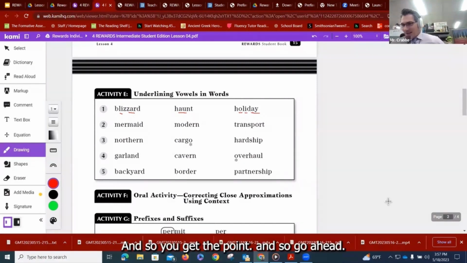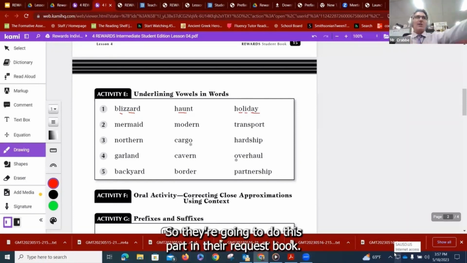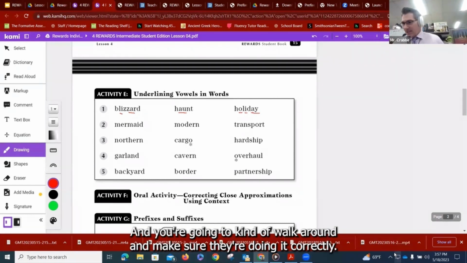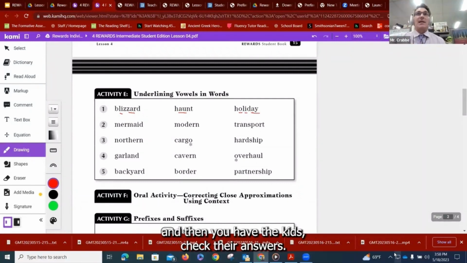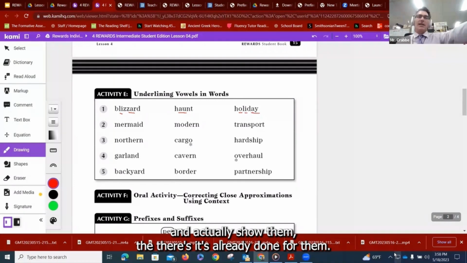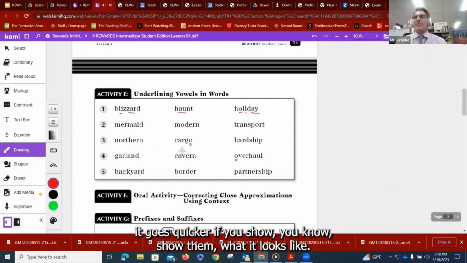Okay, and so you get the point. Go ahead and release the students to underline the rest of the vowels. They're going to do this part in their workbook. They're going to underline the vowels for 2 through 5, and you're going to walk around and make sure they're doing it correctly. Then you have the kids check their answers. You can go on the digital website and show them it's already done for them, since the answers are available, or you can just do it with them. That's totally up to you. It goes quicker if you show them what it looks like.